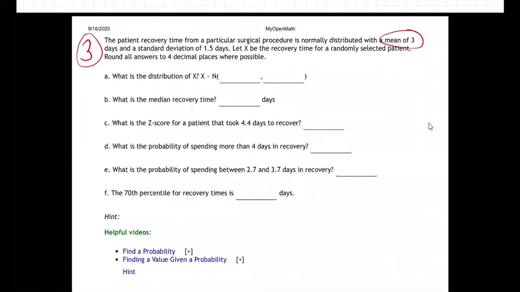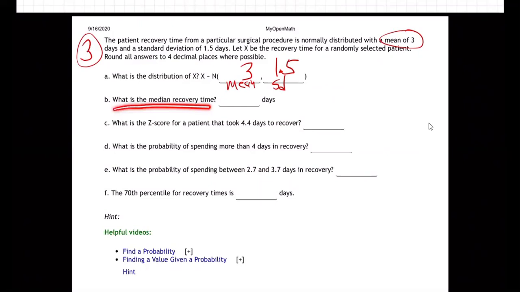The mean is 3. Remember, you always put the mean here, the standard deviation there. The standard deviation is 1.5. So that means the average person recovers from the procedure in 3 days, but there's some deviation. They're not all exactly average. They're off of the middle, typically by 1.5.